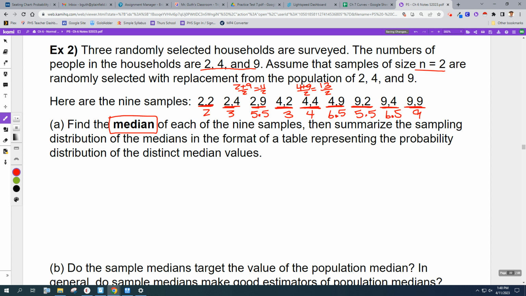Okay, so I found the medians for each of my samples, right? That's what they asked me. Find the median of each of the 9 samples, then summarize the sampling distribution. Summarize those numbers in a table.